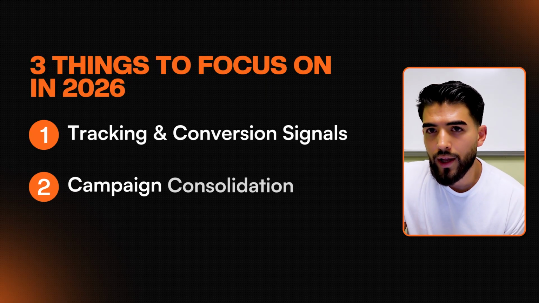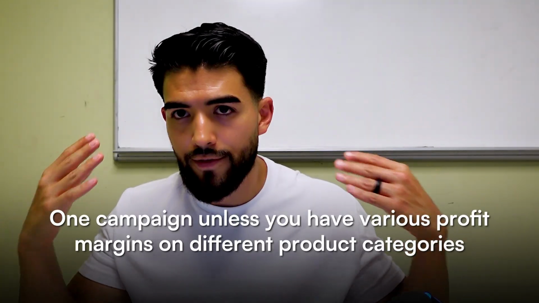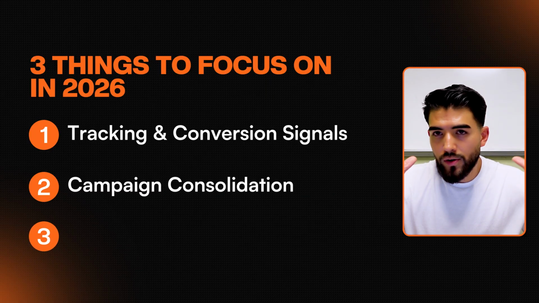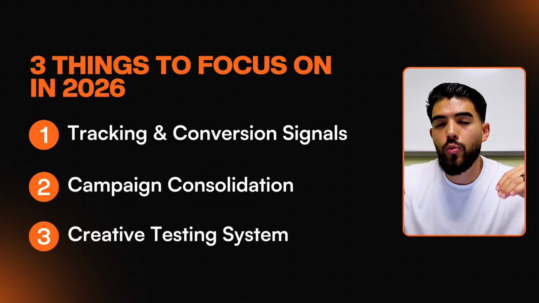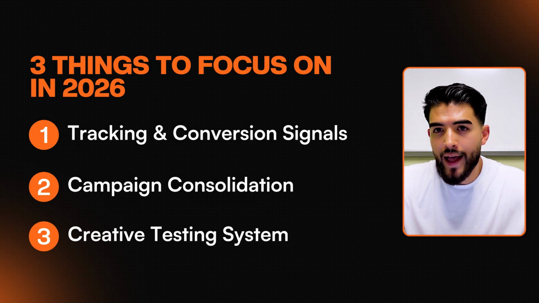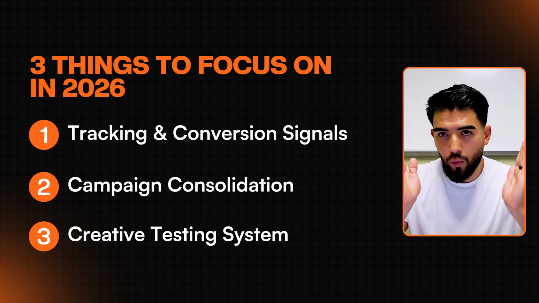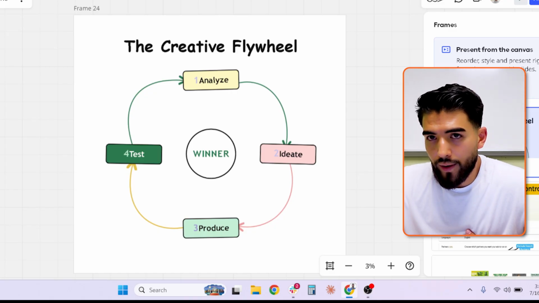Number 2 is consolidation. I mentioned this, make sure you have fewer campaigns than more. In most cases, you only need 1 campaign unless you have various profit margins on different product categories. And number 3, which is really the most important action here, is get a creative system built and a framework to where you're uploading video and static ads around specific personas and angles in your ad account every single week. You will iterate on winners, and if you find no winners, you will keep rinsing and repeating until you do.